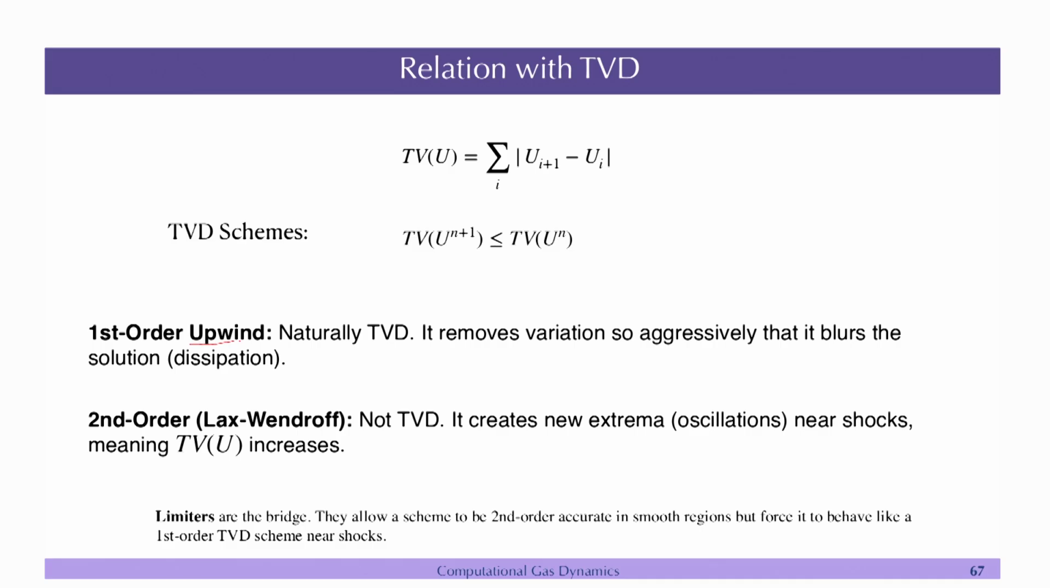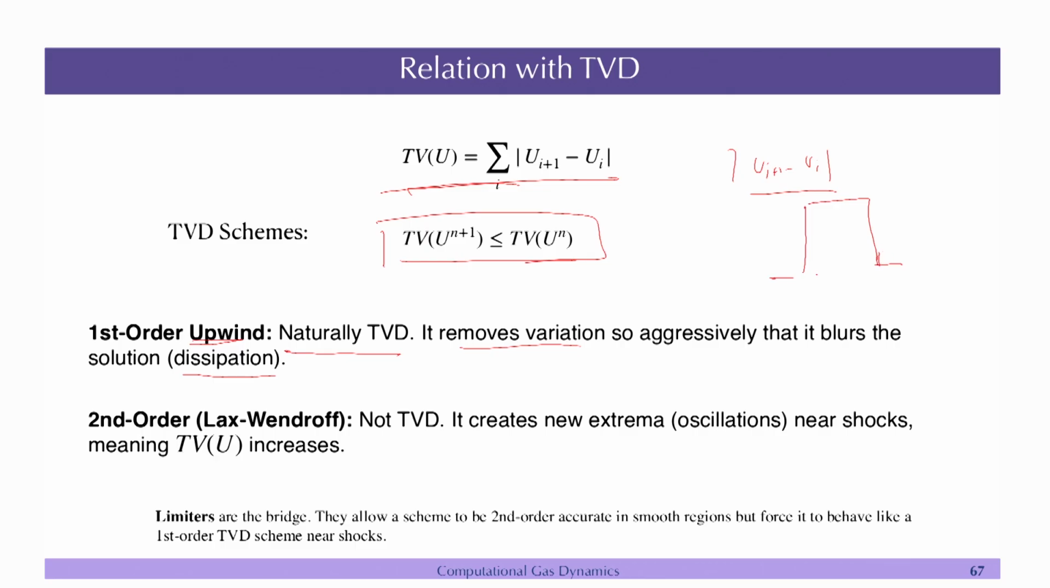If you look at the first order upwind scheme, this is naturally TVD, because it removes variation so aggressively that it is dissipative. So, naturally the TVD will go down or it will remain constant. Once again, recall that TVD was given as the sum of u i plus 1 minus u i. If you have an initial wave like this, this is all 0, and this is 1. The total change here, I plus 1 minus I, will be 1, the total change here is 1, and this again here is 0. If you add all of this, the initial TVD of this system will be equal to 2.